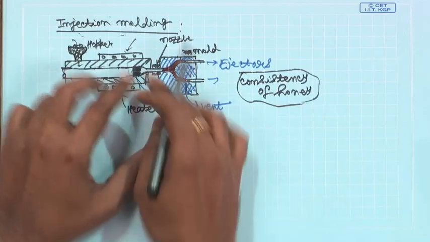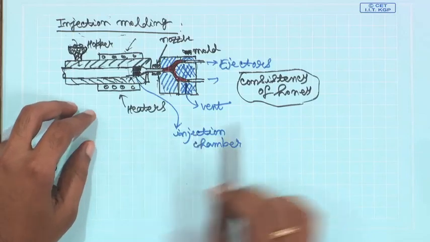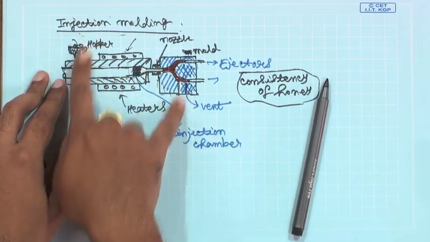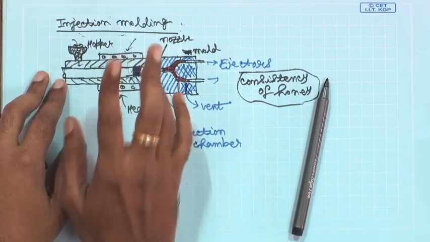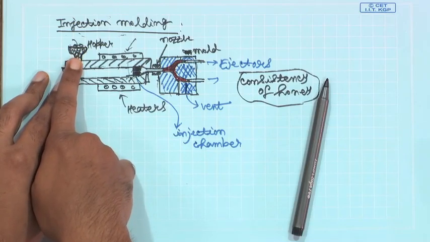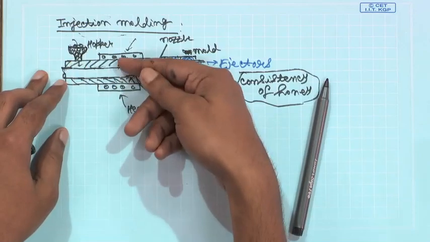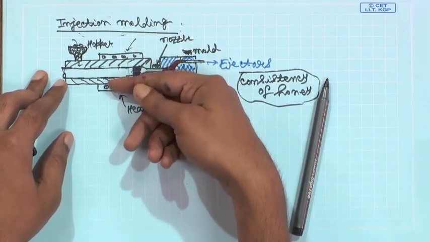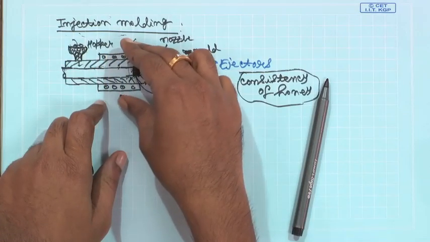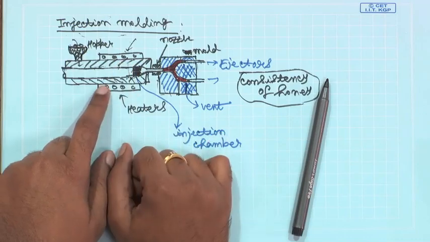Now, what are the problems of this particular process? The problem here is that you are processing a plastic. These plastic materials typically are not good conductors of heat. These pellets that you are putting in are plastics, and they are not good conductors of heat. So there will be an unevenness of temperature in the barrel. What does that mean? You are heating the barrel through heaters, and that will heat up the pellets and melt them.